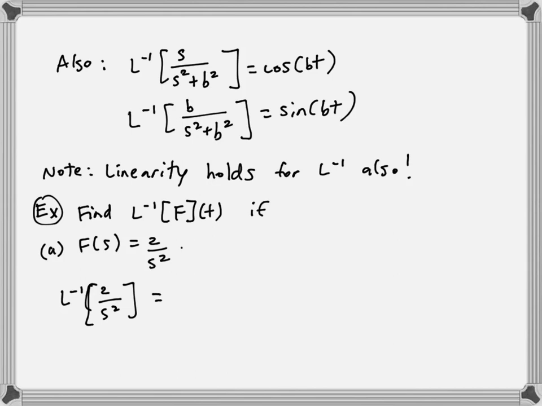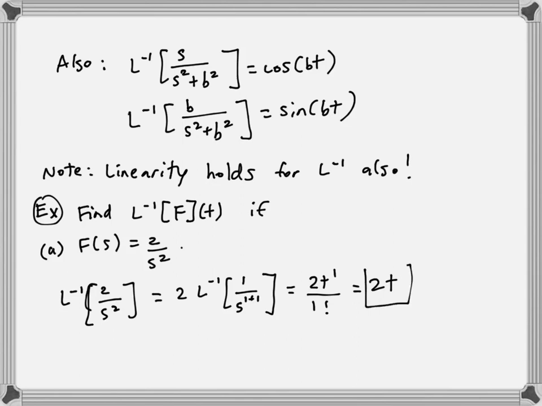Well, we know we can pull the 2 out, right? So this ends up being 2 times the Laplace inverse of 1 over s squared. So s squared, you can think of it as s to the 1 plus 1. So we are going to use the formula from before, but with 1 as our n. So it ends up being 2t to the 1 over 1 factorial. So that's just 2t. So the Laplace inverse of 2 over s squared is equal to 2t.